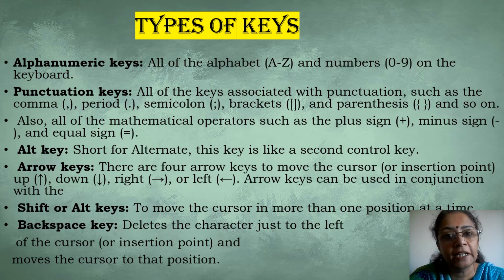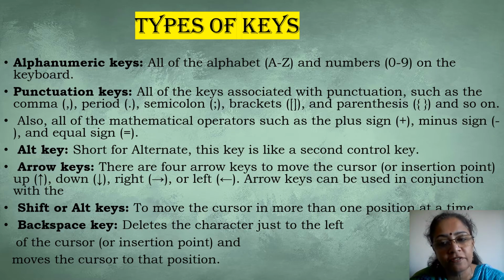Now there are multiple keys. Let us understand the different keys of the keyboard. The first is the alphanumeric keys, that is the alphabetic keys A to Z, and above that you have the number keys from 0 to 9. Along with that we have the punctuation marks, which are the full stop, comma, semicolon, brackets and parentheses. Now there is a difference between brackets and parentheses. Brackets are square brackets, and parentheses are the curly brackets. Also you have mathematical operators like the plus, minus, and equal to sign. So these are basically called the punctuation keys.